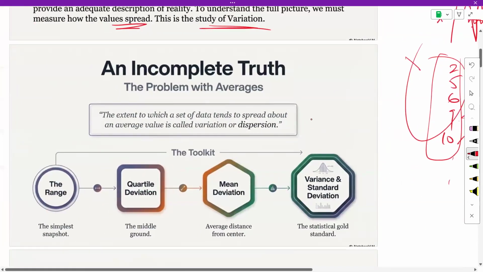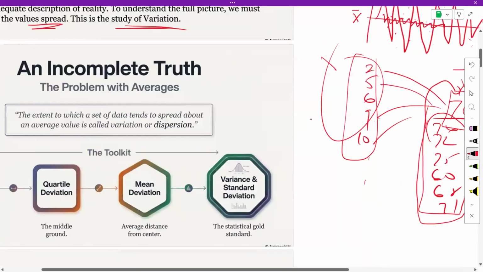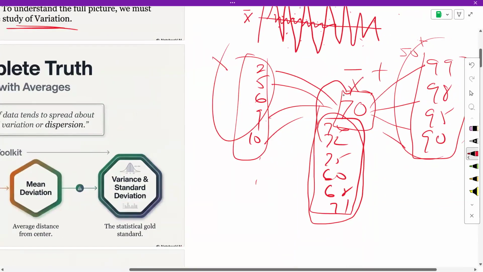Incomplete truth. When we say blindly that the average mark is 70, it does not provide detail, right? It fails to provide insight into whether all of the students in the class are close to 70 or whether there are more variations among their marks. So that kind of thing we have to measure.